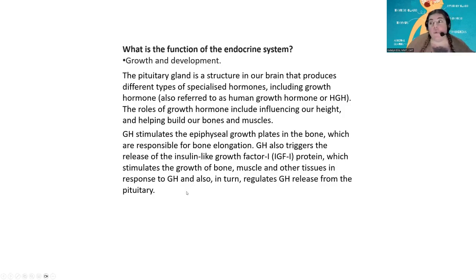So what's another function? Growth and development. The pituitary gland is a structure in our brain that produces different types of specialized hormones, including growth hormone, also referred to as human growth hormone or HGH. And the roles of growth hormone include influencing our height and helping build our bones and our muscles. What's really cool about human growth hormone is that it's really only active and comes out to combine with other healing hormones at night in REM sleep.